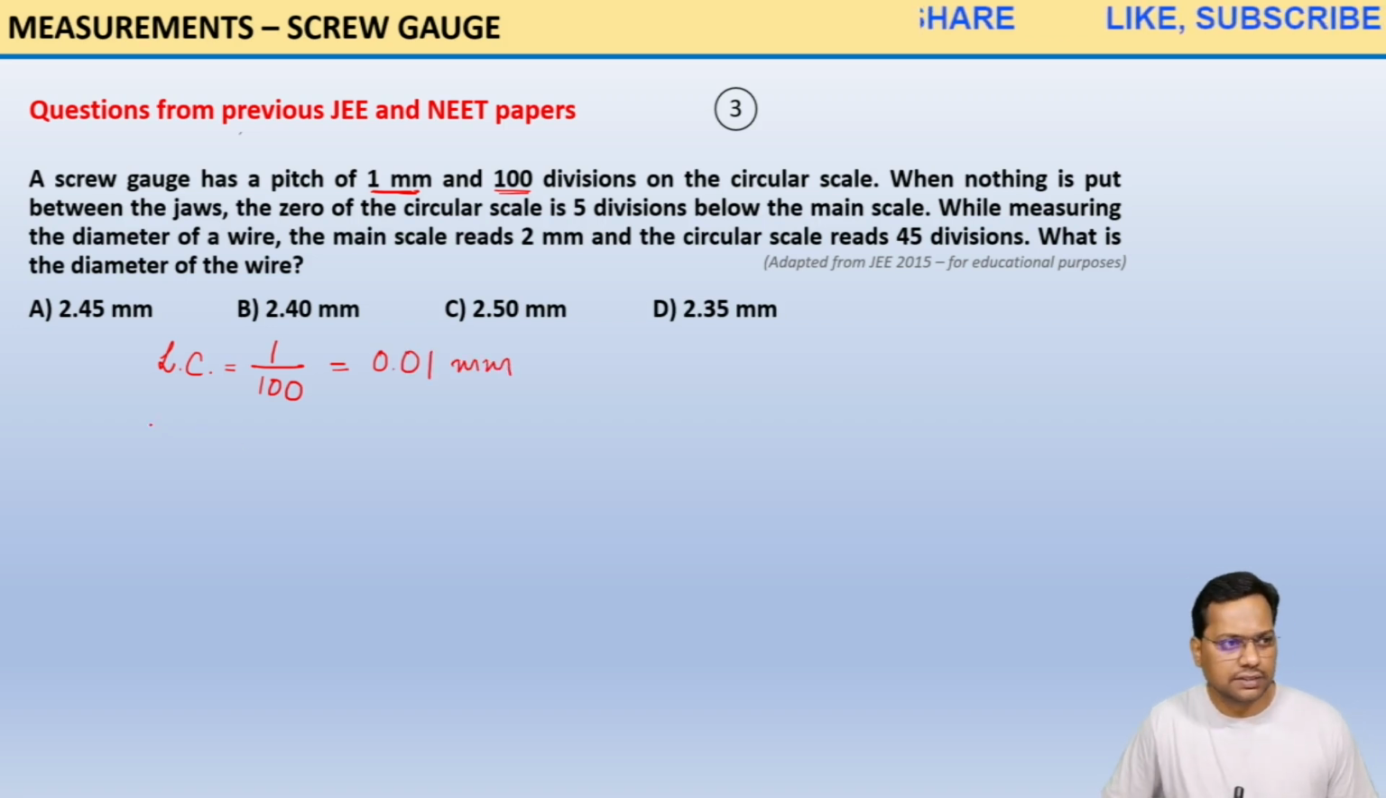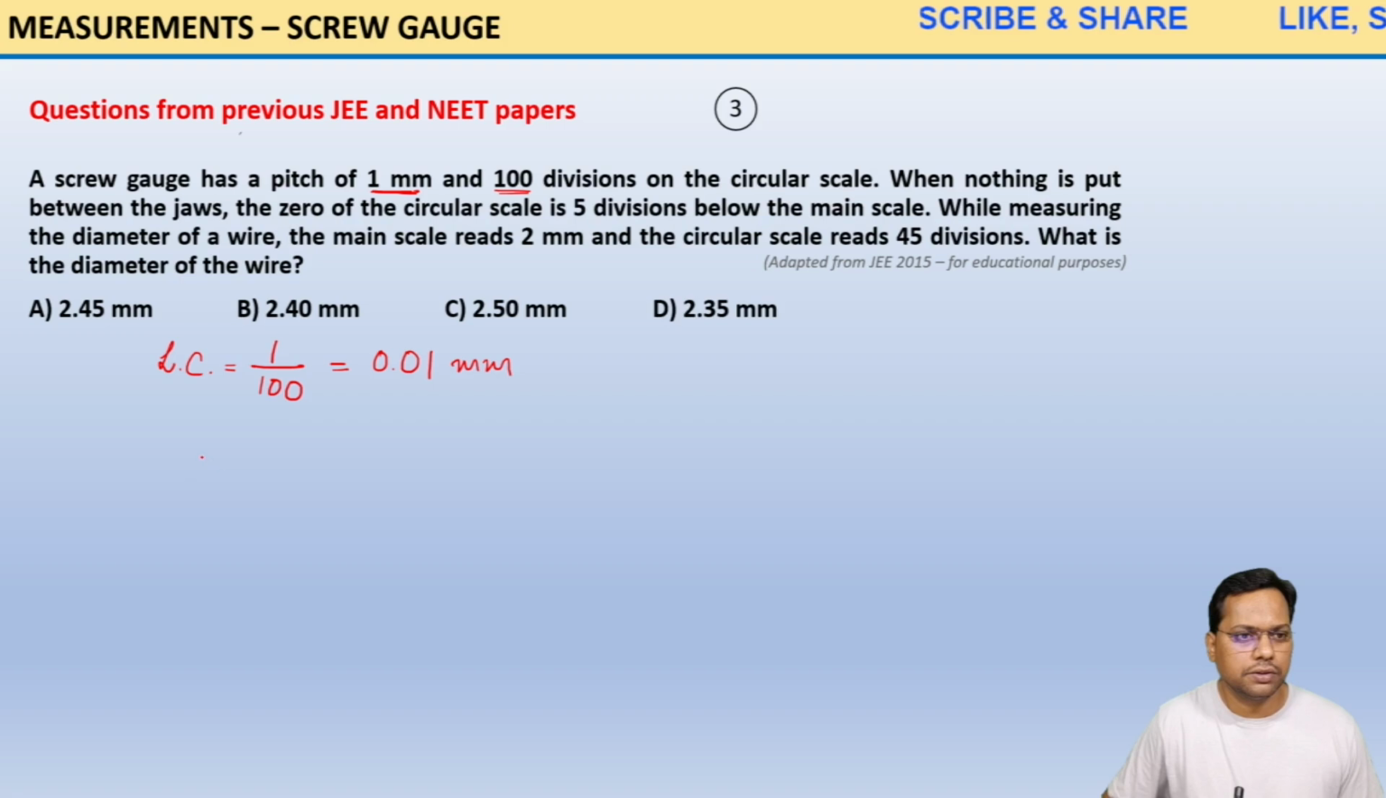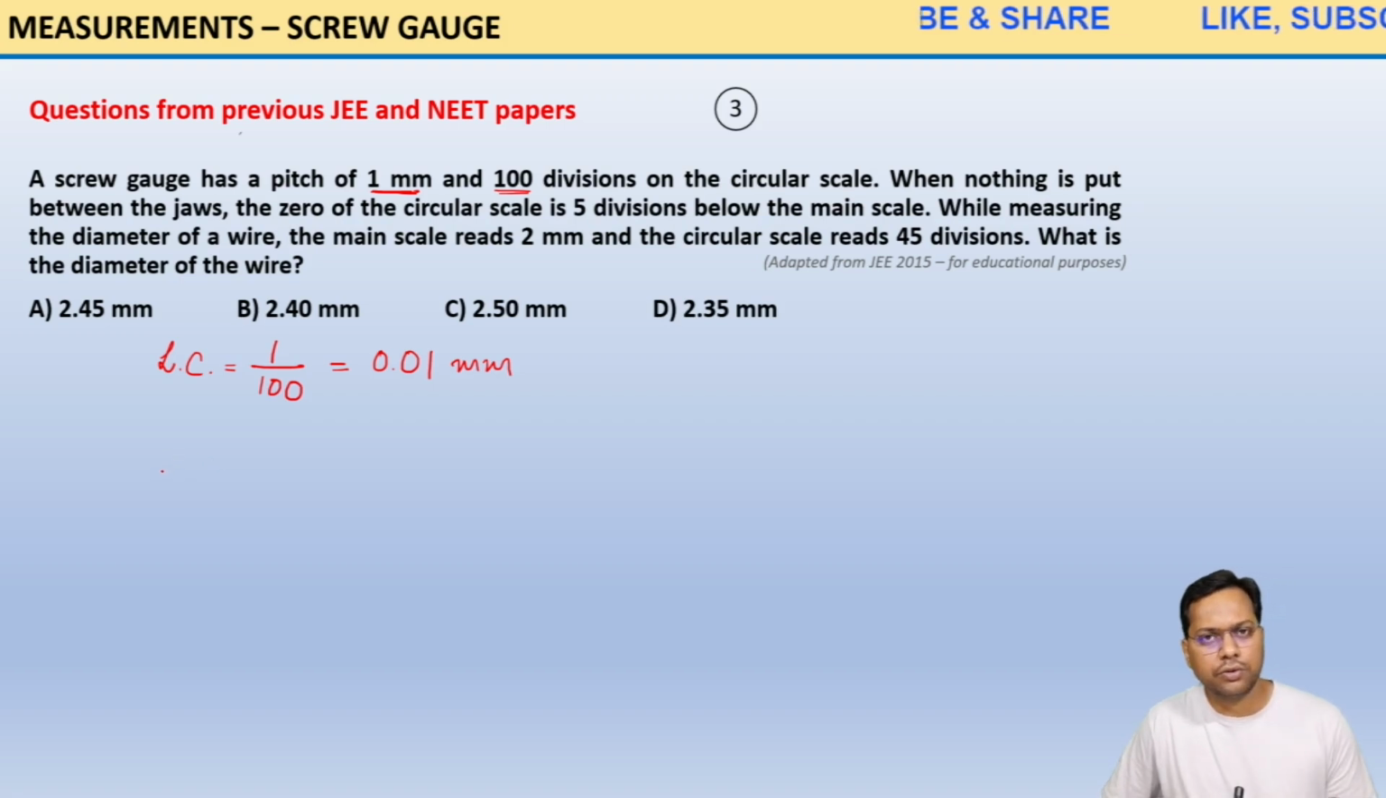Now in the second sentence, when nothing is put between the jaws, that means when the jaws are completely closed or in contact with each other, the zero of the circular scale is 5 divisions below. That means the fifth line of the circular scale is coinciding with the reference line. So in this case, the zero of the circular scale is shifted forward to the fifth division. Therefore, the screw gauge is said to have a positive zero error.